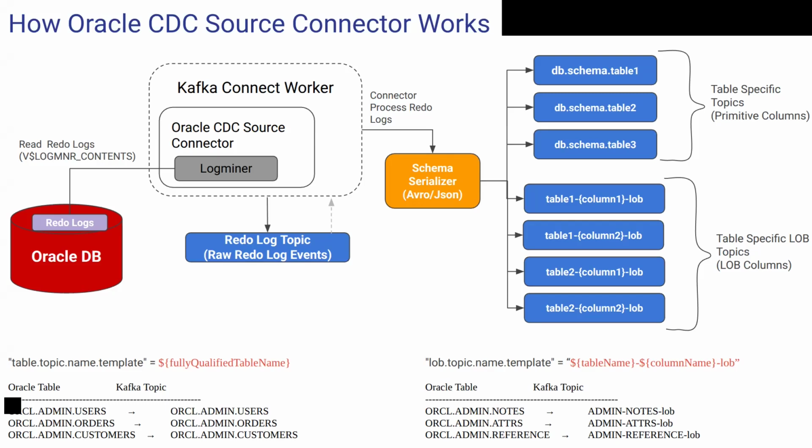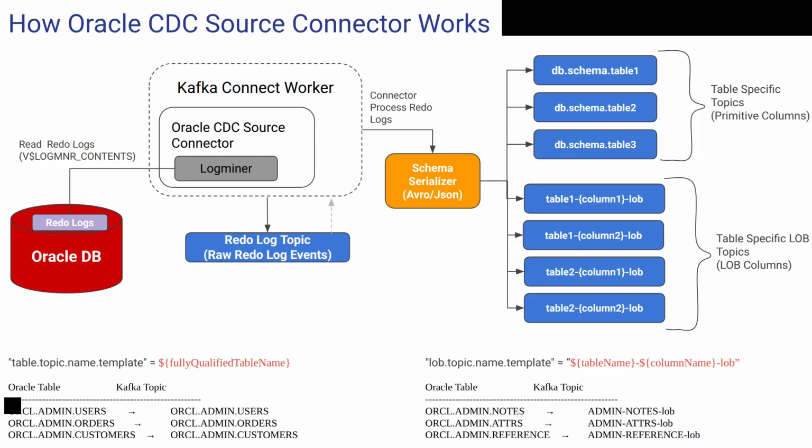Primitive data is a regular column, and the same name can be used. So for both the regular primitive data and the LOB data, you can configure the name of the topic. It's completely up to the user. There's no default. But if you use the default, like how I have used here, the fully qualified table name, the connector will create a topic accordingly as per the schema of the table. So that's how the Kafka topic is created.